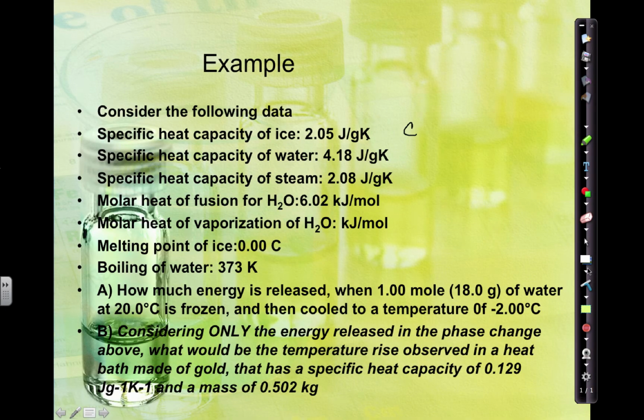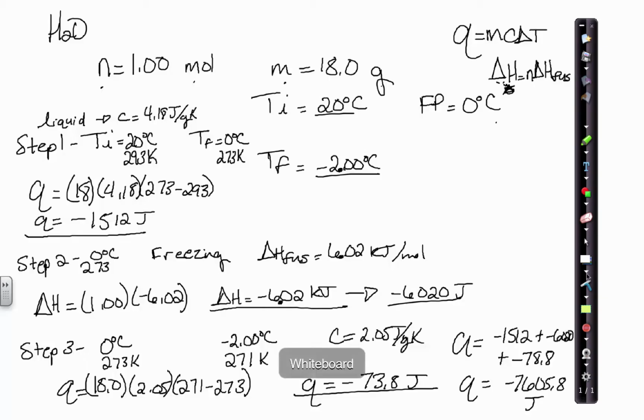All right, so let's look at the rest of the problem. Considering only the energy released in the phase change above, what would the temperature rise observed in the heat bath be, made of gold that has a specific heat capacity of 0.129 joules per gram per Kelvin with a mass of 0.52 kilograms? All right, so let's go ahead and sort out the information. So basically it's saying if you take this energy and then put it into heating up gold, what is your change in temperature of the gold going to be?